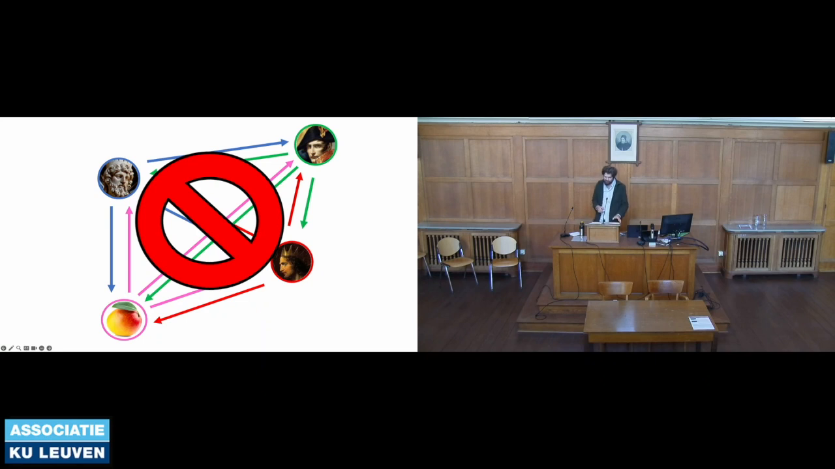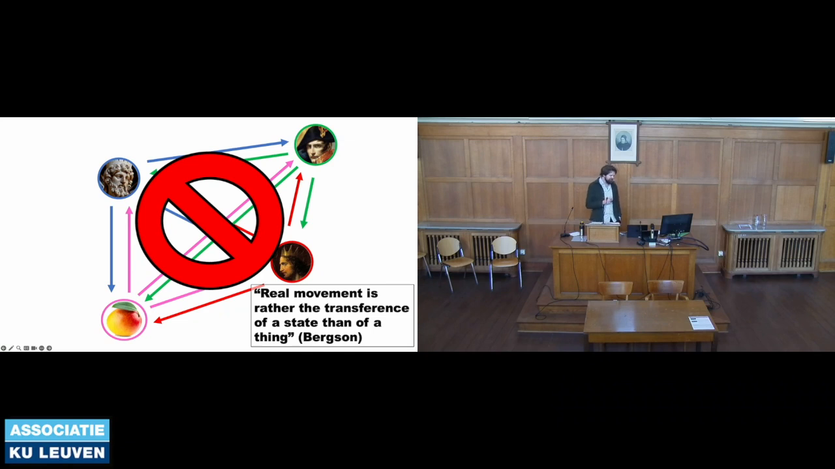And this idea can also be found in the work of Bergson. He argues that real movement is rather the transference of a state than of a thing. Movement is not the transference of a thing from point A to point B, but rather the transference of the state of that thing from state A to state B. As Bergson writes, we should therefore reject the idea that something can change place without changing form.